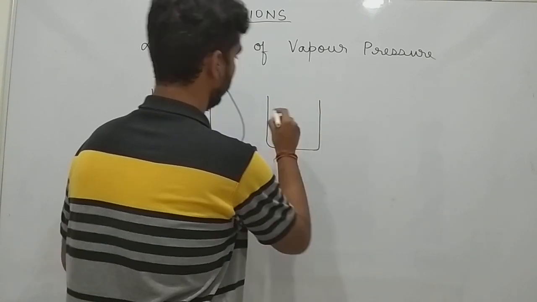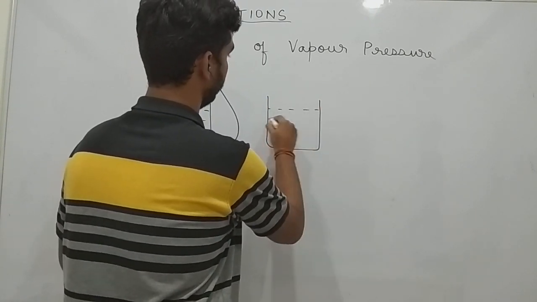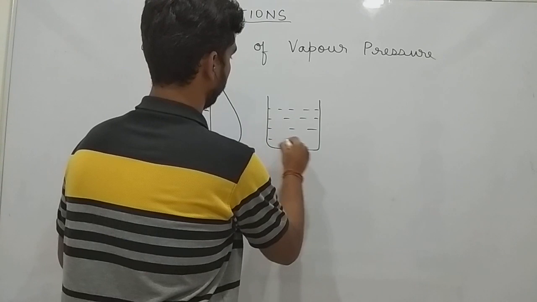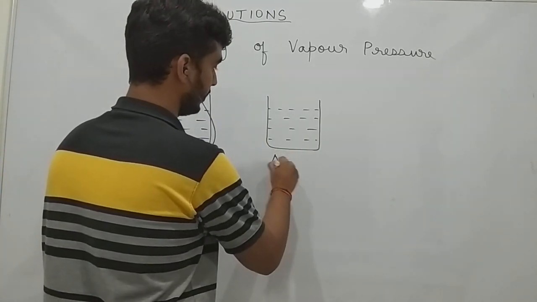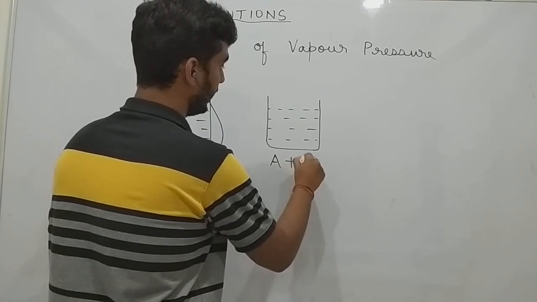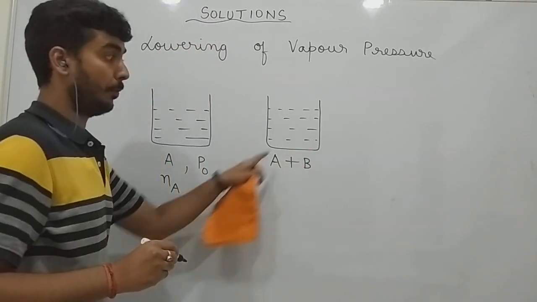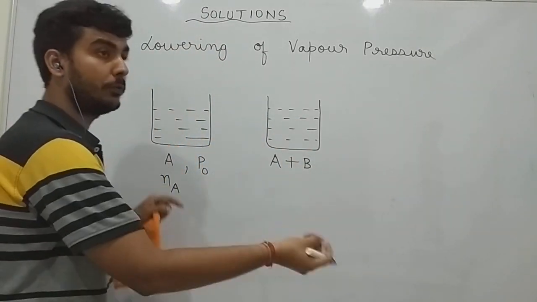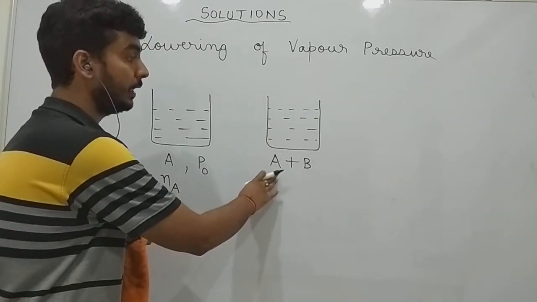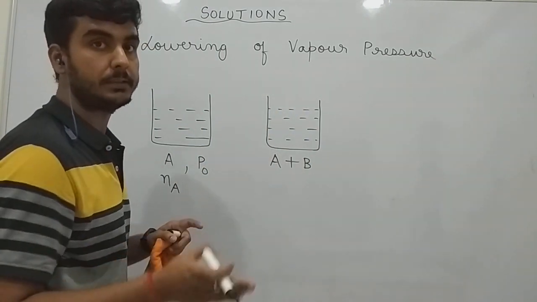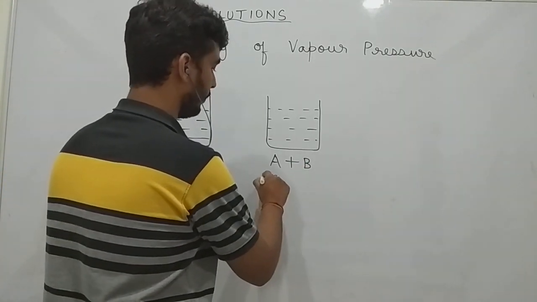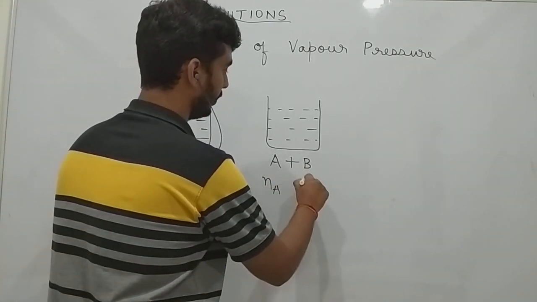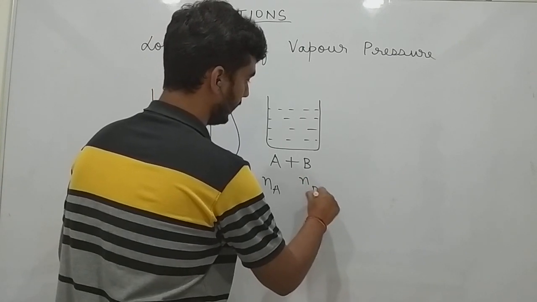So this is the final state of this system in which A was present initially. Now it contains A plus B, both. I have added some non-volatile solute in A, so this solution contains A and B both. The number of moles of A is Na and the number of moles of B is Nb.